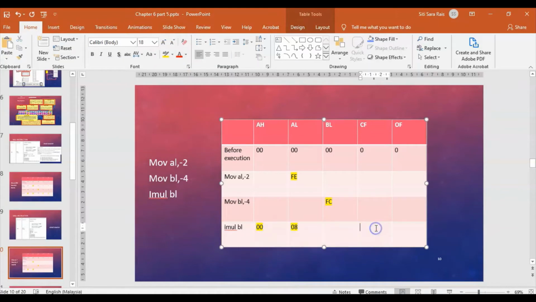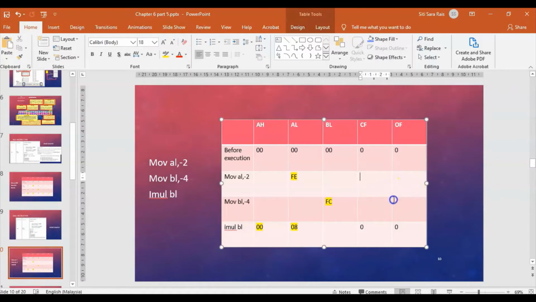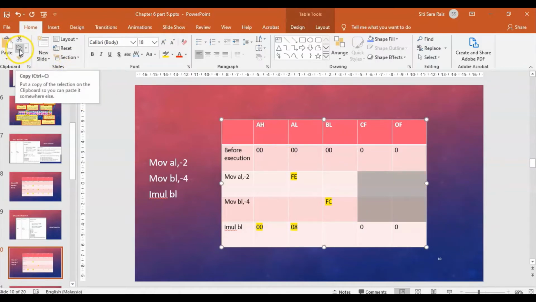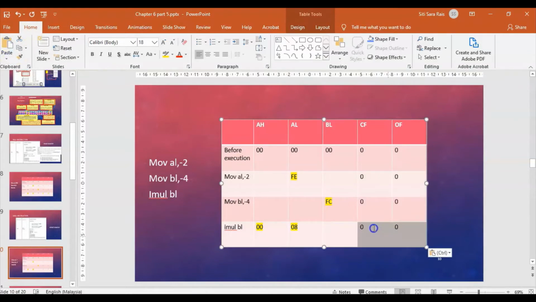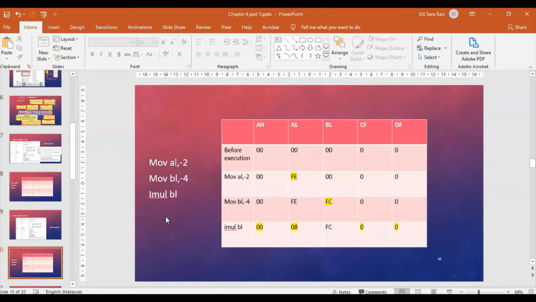The multiplication fits in the size, so we just put the carry flag and overflow flag equal to 0. The rest are just copied. This is actually changed. FE, 000000, FC. So now you get your final result.